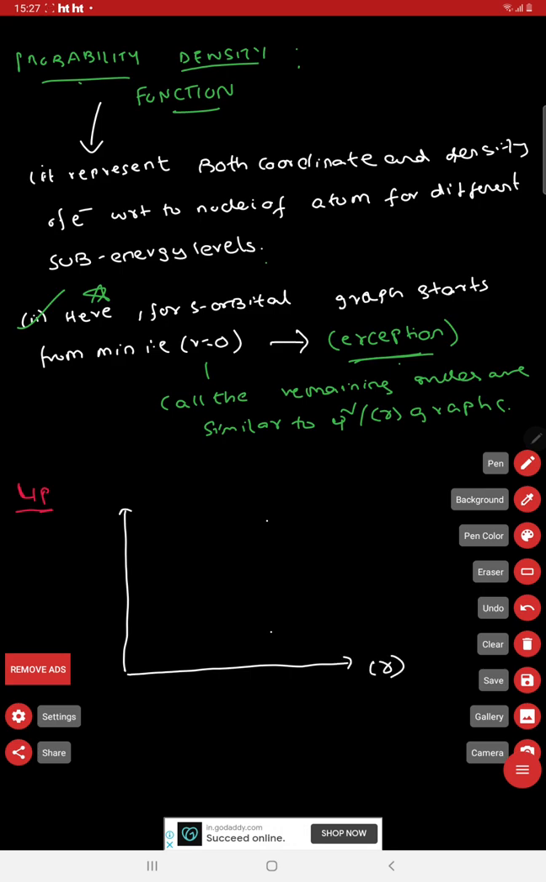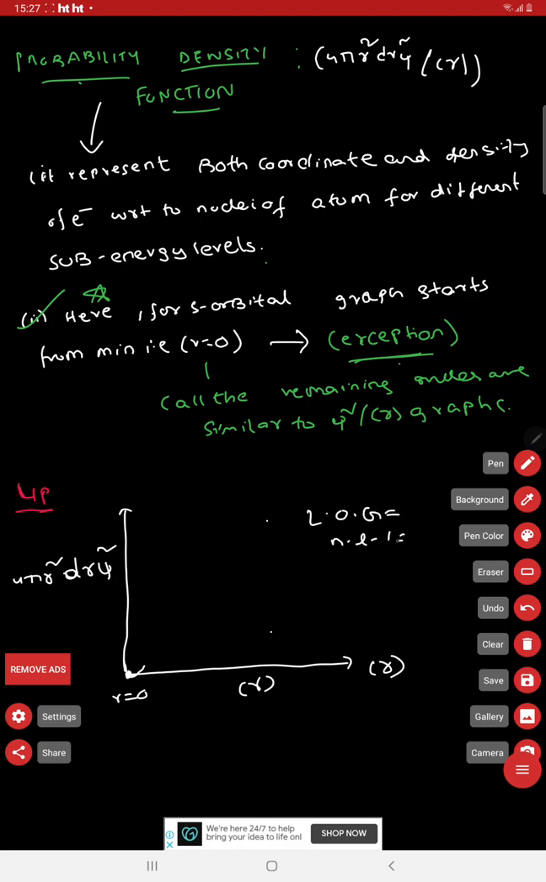This is r, and this is 4 pi r square dr psi square. Sorry, I forgot to tell you, this is 4 pi r square dr psi square versus r graph. Now as this is a p orbital, you can start from the minimum, no problem. First you need to calculate the length of the graph, that is n minus l minus 1, that is 4 minus 1 minus 1, that is 2. So the total number of radial nodes is 2.